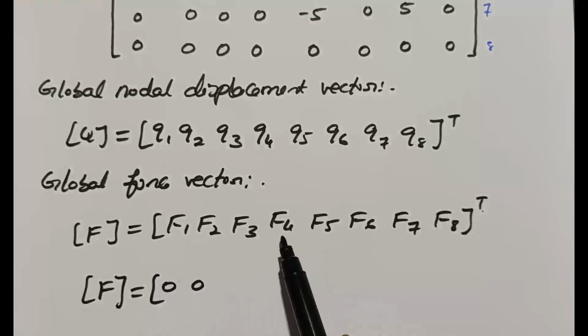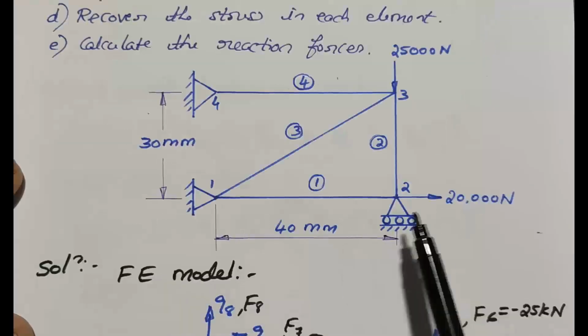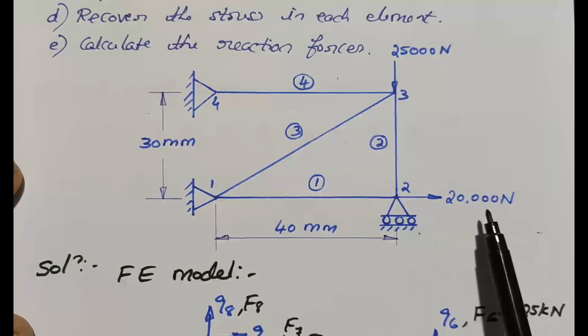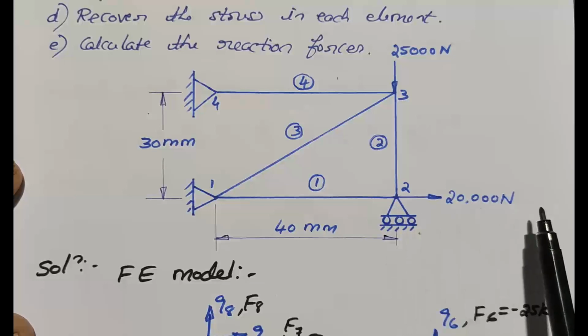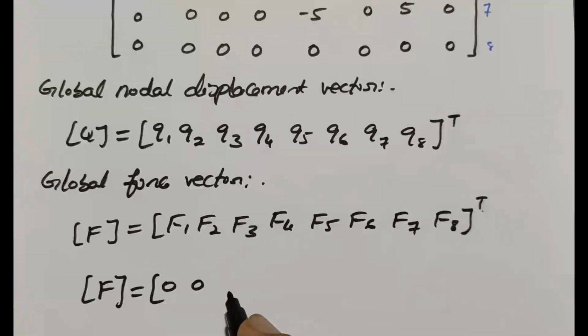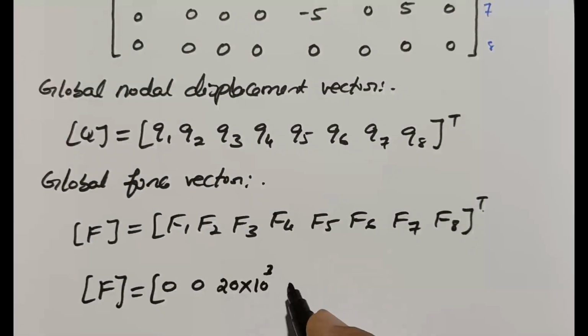Next we need F3, F4, that is the nodal force at node number 2. See here, at node number 2 we have a force of 20 kilonewton which acts in the positive x direction. F3 is 20 kilonewton. But we don't have any load here in the y direction, therefore F4 is 0. So 20 into 10 power 3 and F4 is 0.